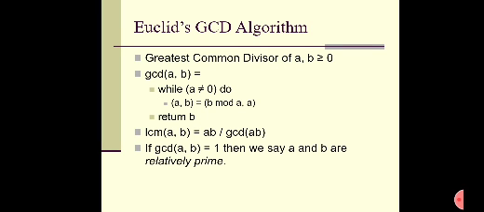What is Euclid's GCD algorithm? GCD stands for greatest common divisor of A and B, where both elements must be greater than or equal to 0. GCD of A and B can be calculated while A is not equal to 0: A, B equals B mod A, A.